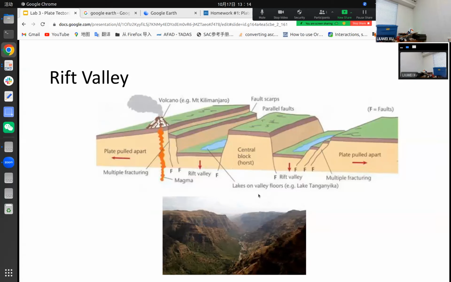We have new continental crust formed in the middle, pushing two sides, moving away from each other. And this newly formed crust is always thin, and its altitude is very low. So this is why we call it a valley. And one very famous Rift Valley is the East Africa Rift Valley.